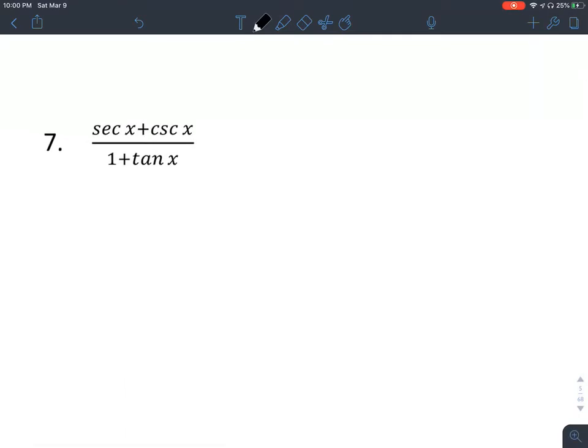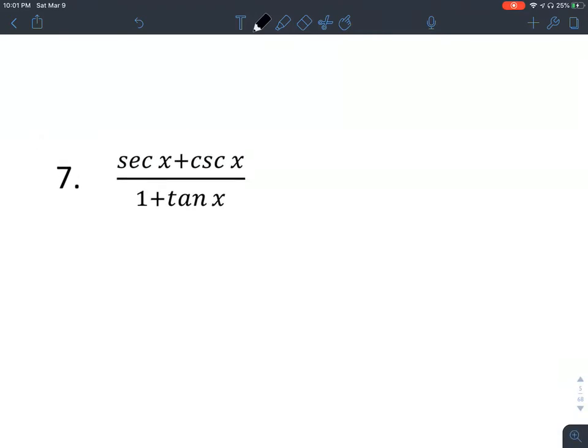Number 7. This problem is a mess. You can't see it right now, but boy, is it a mess. We are adding a bunch of fractions, which makes this a complex fraction. Now, the reason I can see that is because I've done these types of problems lots of times in my life. Let's change things into terms of sine and cosine, and you'll see what kind of mess we have.